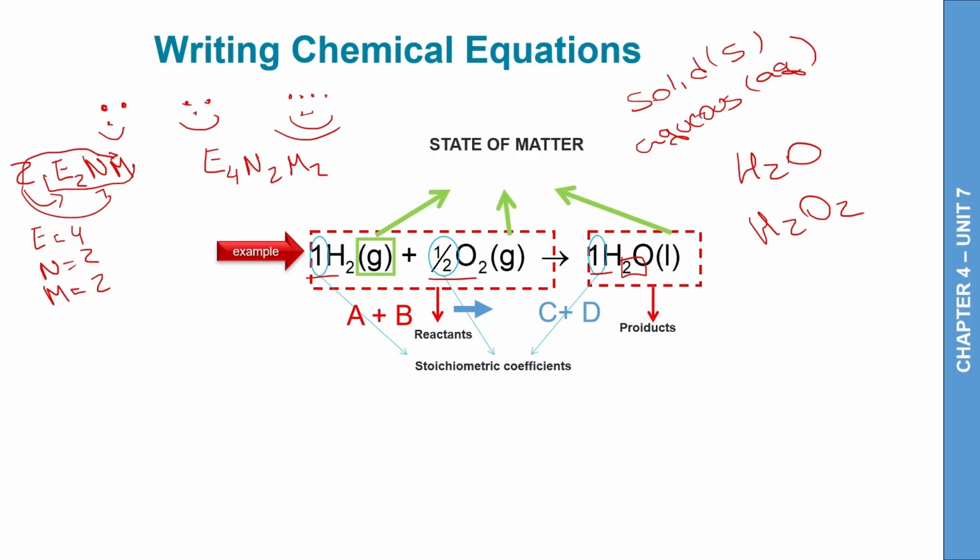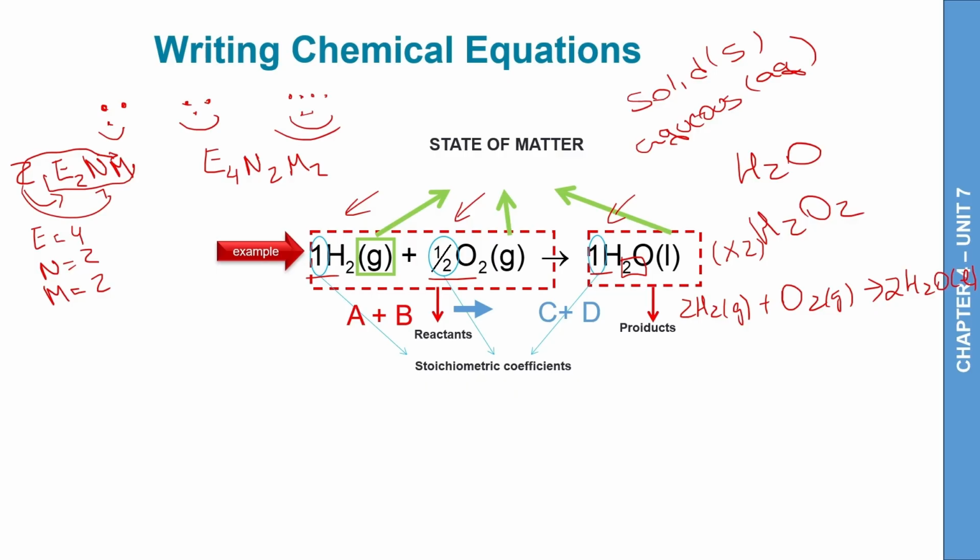Another thing that is important is we always try to make whole numbers. As I said before, you cannot have fractions. It's not common to find fractions. So in this case, what I should do is multiply my whole equation by 2. So we're going to have 2 hydrogen plus 1 oxygen giving 2 water molecules. Now I have whole numbers over here.